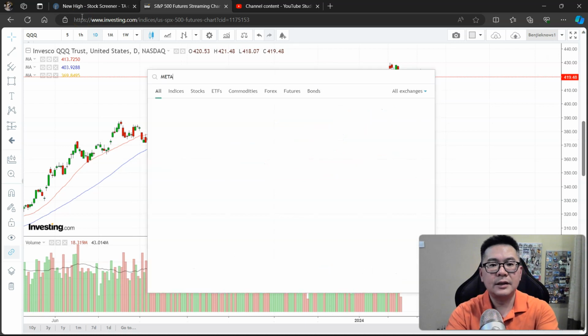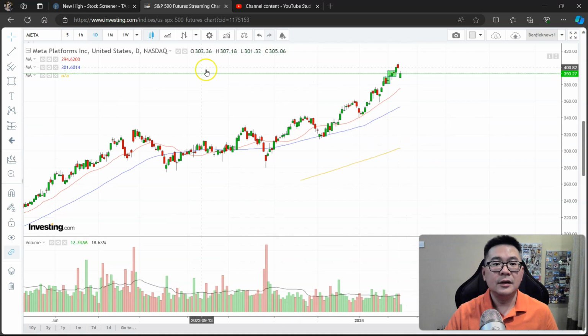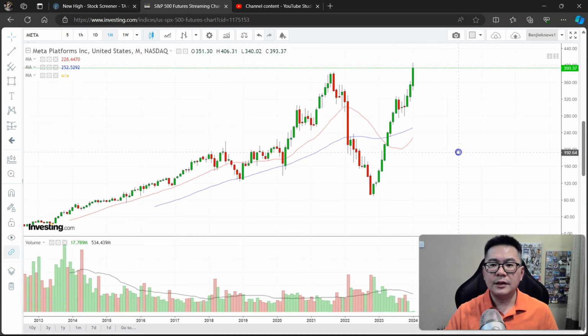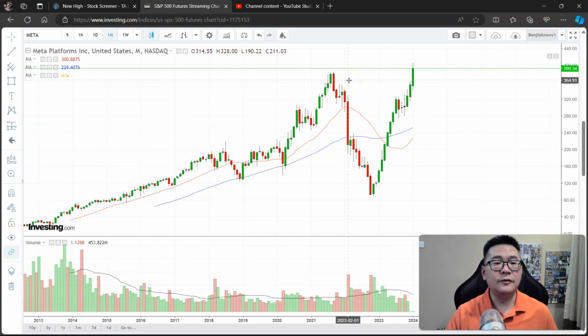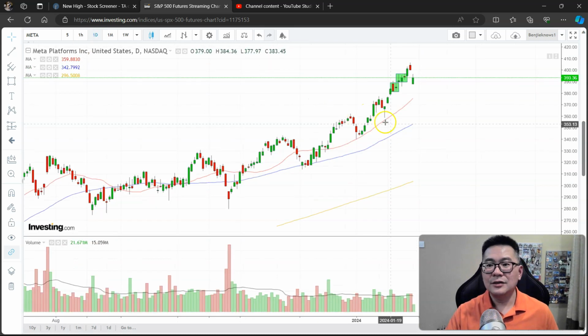I want to show you Meta platforms. It's amazing what this stock does. Meta is Facebook. Okay, I just call it Facebook because we are all very familiar with it. From about, this is the monthly chart, 380, 370, dropped to around 90-something, and it recovered all the losses and made new highs. So at this moment, I think it's a bit parabolic.